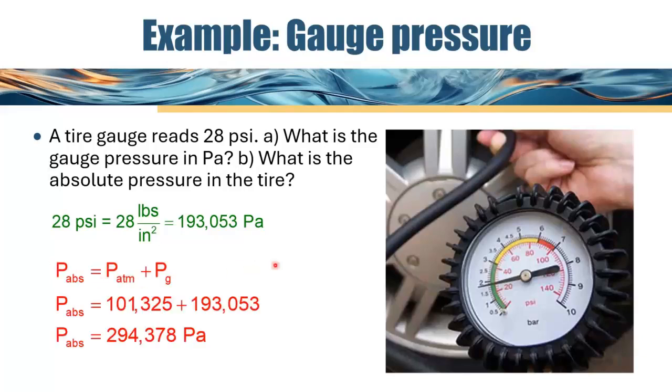Just like the balloon, the unblown up tire had some air in it. So 101,325 was the atmospheric pressure before we did anything. And then somebody puffed some air into the tire and they puffed in 28 psi. The gauge pressure in pascals is 193,053 pascals. So the tire gauge tells you the gauge pressure, not the total pressure. So when I add those two together, the total pressure inside the tire is 294 some thousand pascals.